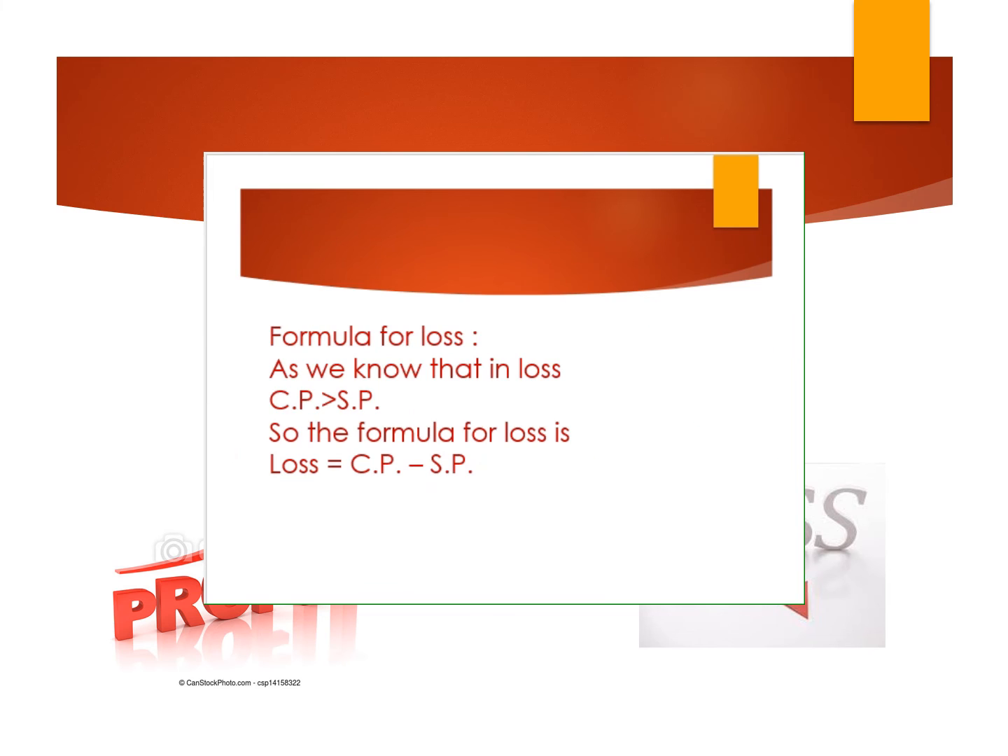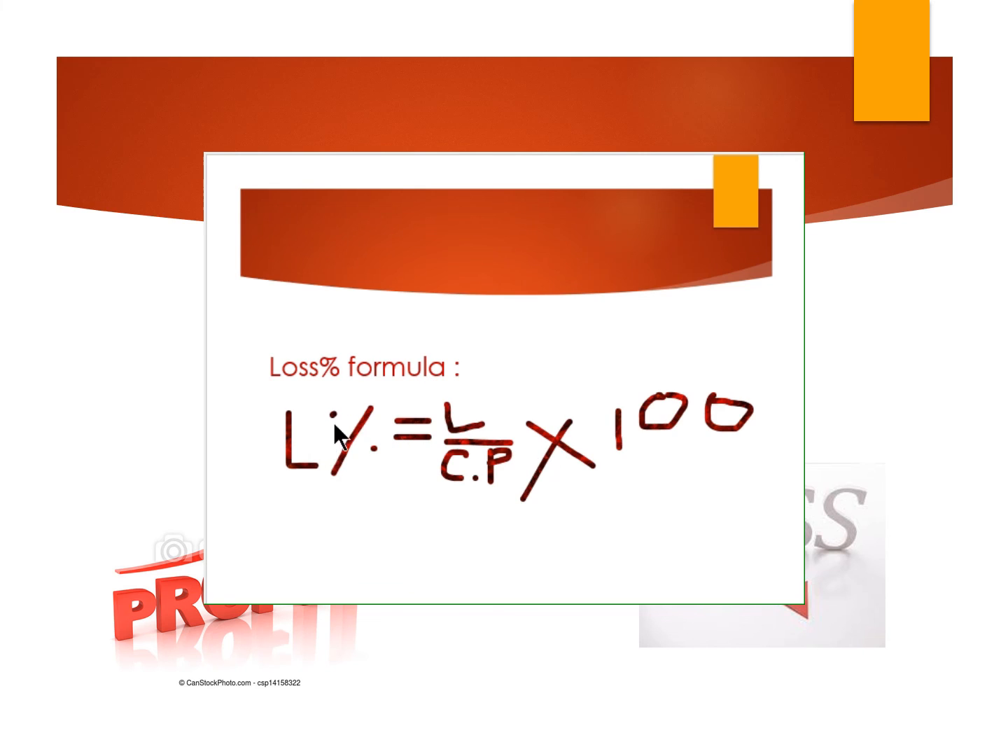Now about the formula of loss percent. As we know that loss means CP is greater and SP is smaller, so the formula for that will be loss is CP minus SP. And the formula for loss percent is here. Loss percent is equal to loss upon CP multiplied by 100. So it's the same as profit percent, same solution, same formula, just L is there in place of P.